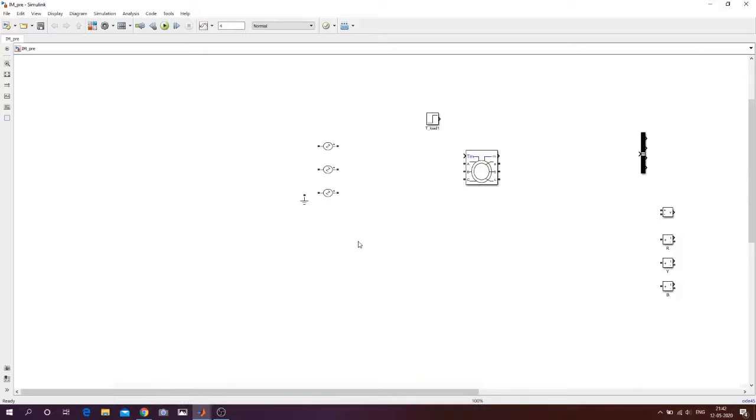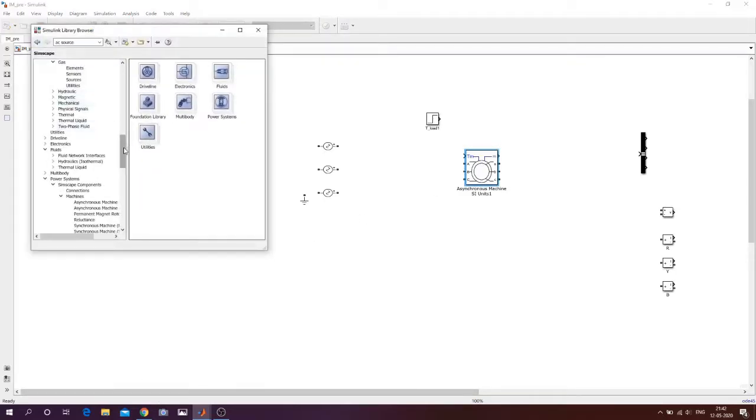So this is MATLAB. Here we will be doing a simple MATLAB simulation of a three-phase induction machine. So this is a three-phase induction machine. From where will you get it? You will get it from this Simulink.